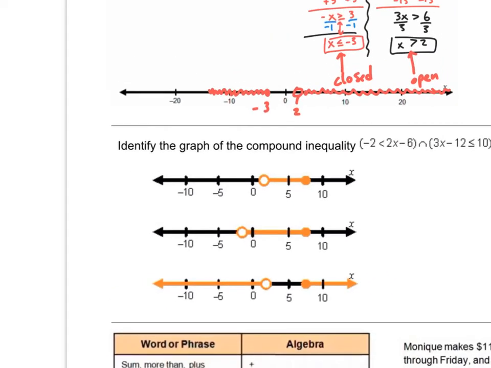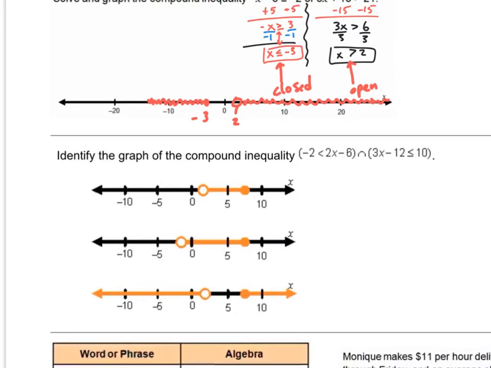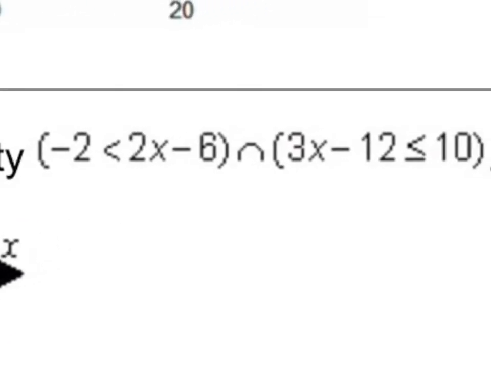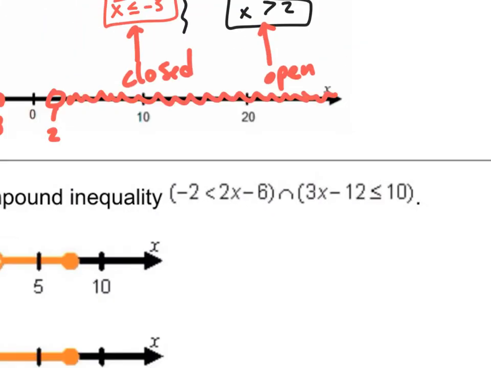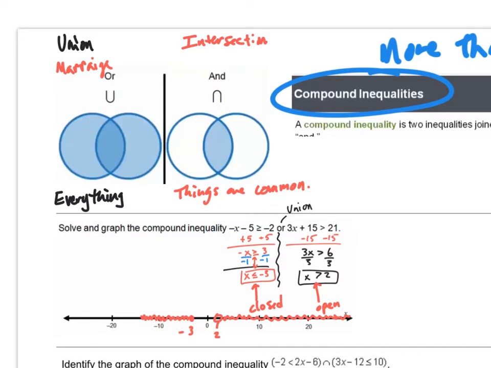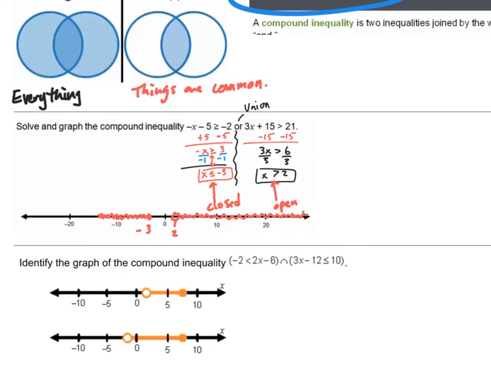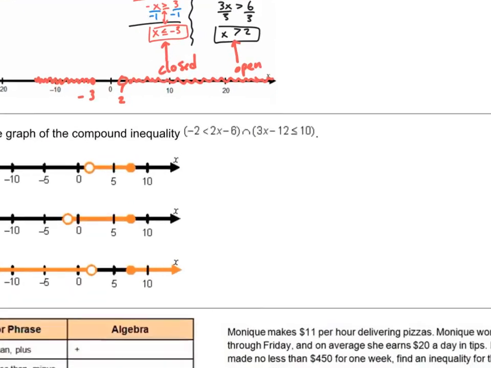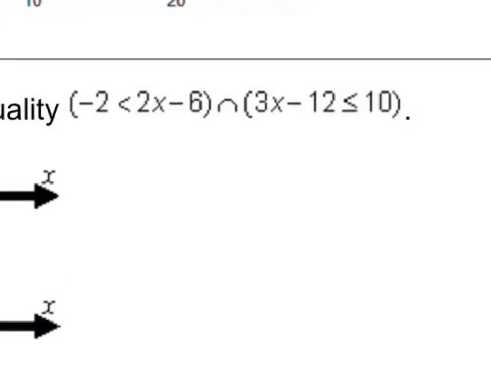Okay, identify the graph of the compound inequality. All right, so let's solve both of these real quick. All right, has the upside down U. That means intersection. Okay, so if you have that upside down U, that means intersection. So does that mean that they're going to overlap? Yeah, so we want the intersection.